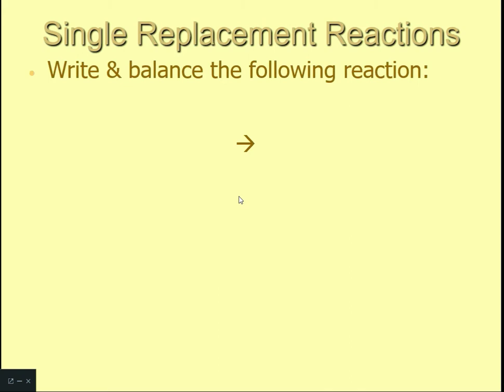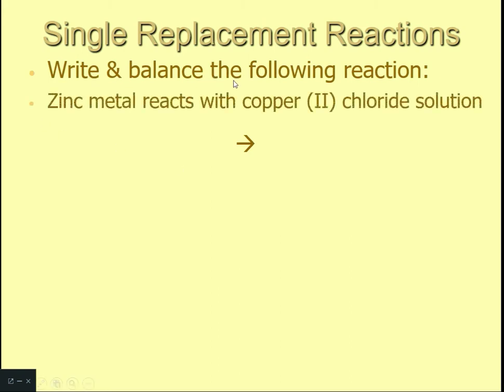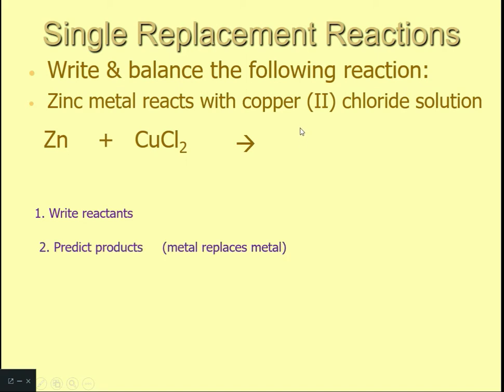Let's look at how this works, how to write and balance equations. First off, you write a balanced equation. You start by just saying we have zinc reacting with copper(II) chloride. You write both of the reactants, zinc and copper(II) chloride. Then you need to figure out what the products are going to be. Since zinc is a metal, it's going to replace the copper, which is the metal.